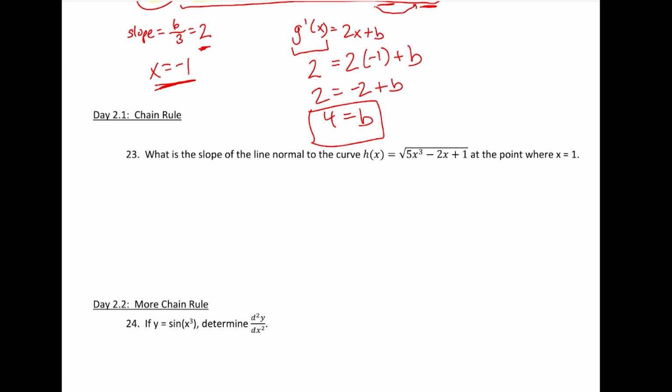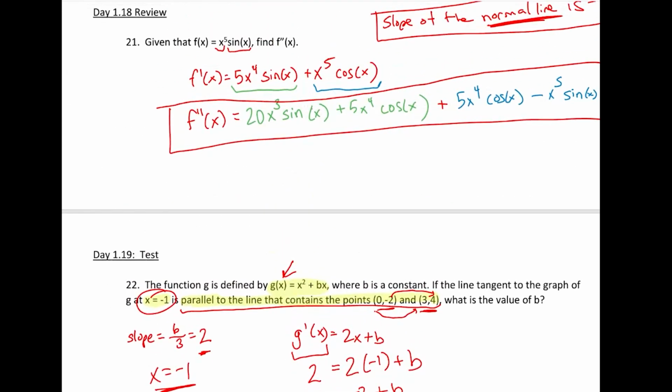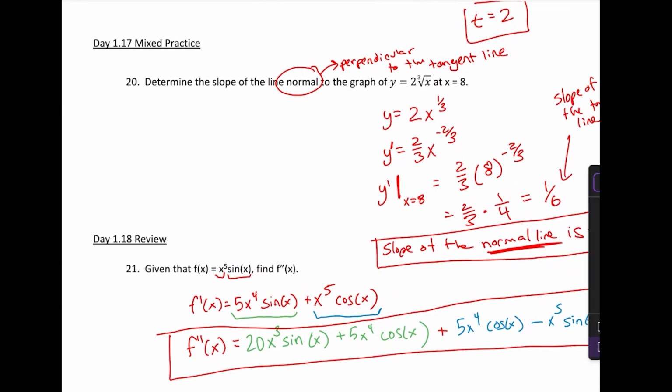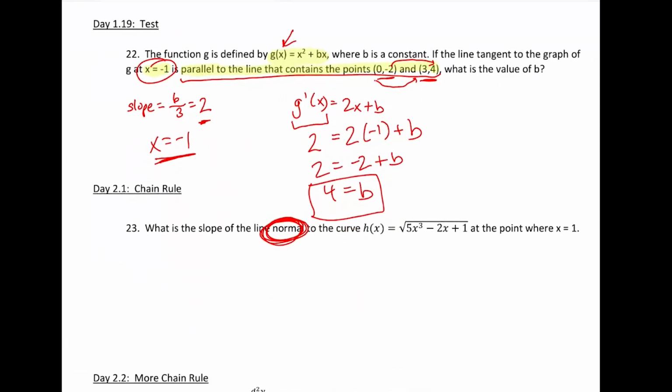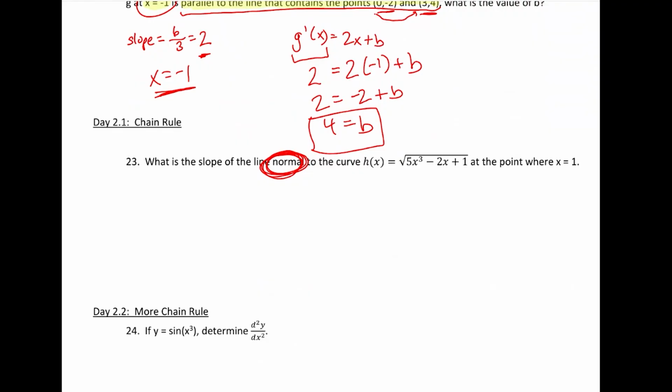Number 23 says, what is the slope of the line, again, normal to the curve. Be ready for that normal, okay? That's going to be perpendicular to the tangent line. Once again, we saw that back on number 20. So we talked a little bit about that back there. But basically the normal line is going to be perpendicular to the tangent line.